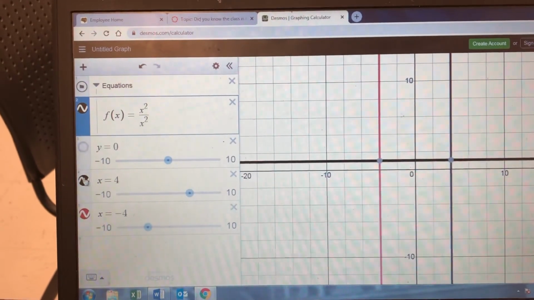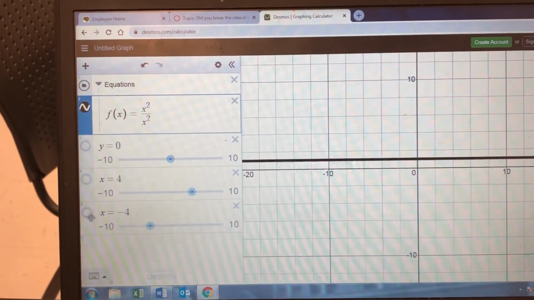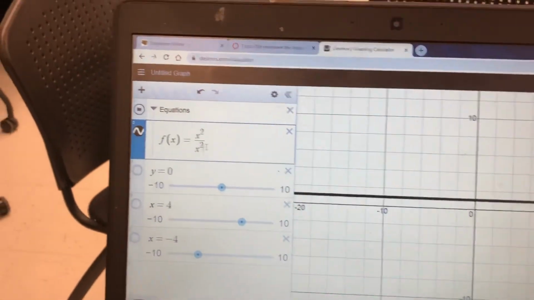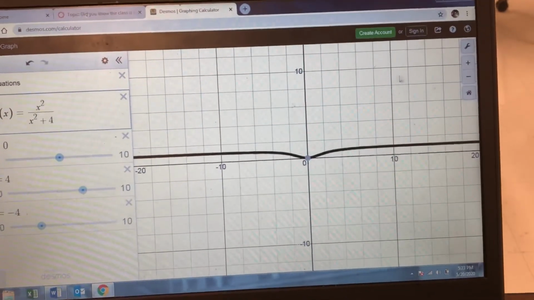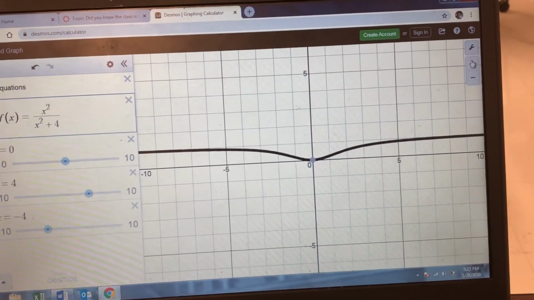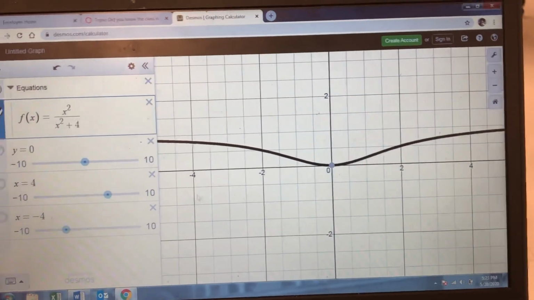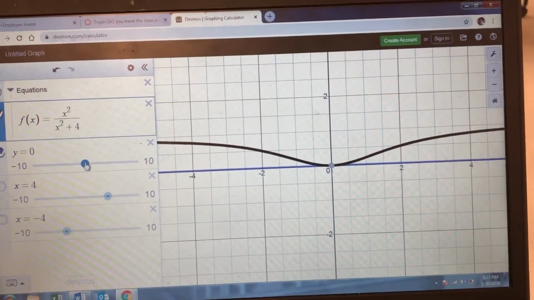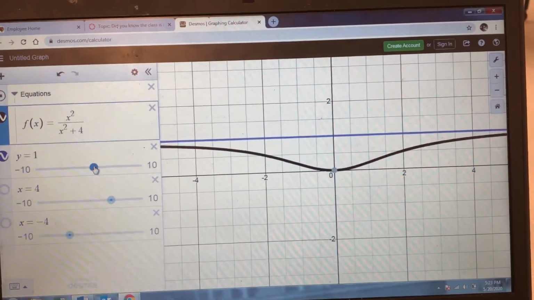Let's turn all this off. Okay. Oh wait, I gotta put the plus 4 down here. Plus 4. Let's zoom in on that. And let's put the y equals 1, which we said was the horizontal asymptote. There it is.